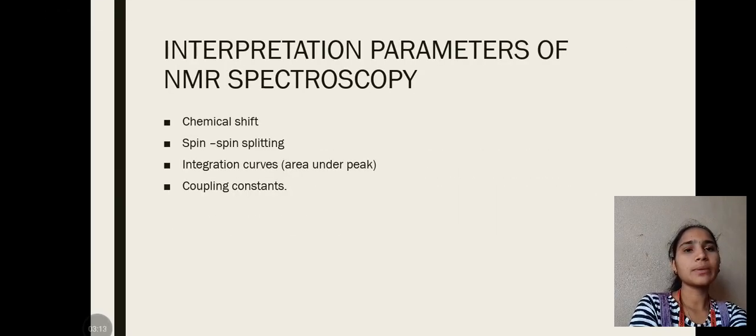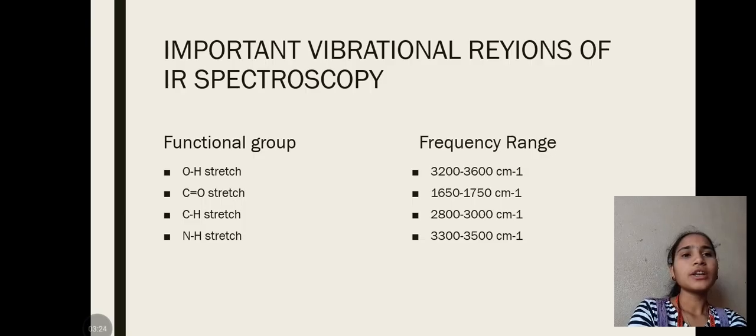Interpretation parameters of NMR spectroscopy: chemical shift, spin splitting, integration curves, that is area under peak, and coupling constants. Important vibrational regions of IR spectroscopy: functional group and frequency range.